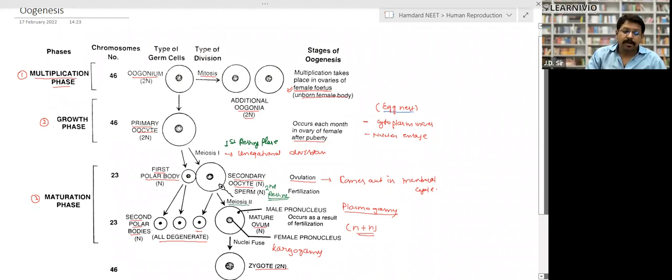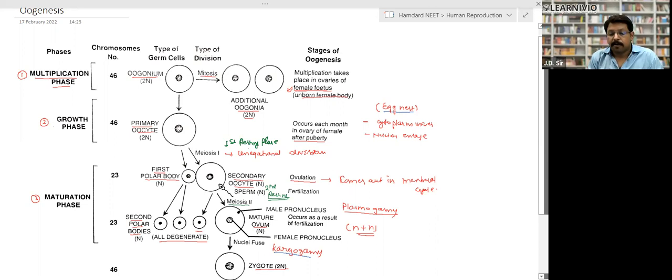The mature ovum is one cell, having two nuclei, N plus N. Here the protoplasm fuses, but the nuclei do not fuse. When the sperm enters the secondary oocyte, the protoplasm of the sperm and the protoplasm of the oocyte fuse, and we call this process plasmogamy. So plasmogamy takes place, but the nuclei do not fuse, meaning karyogamy does not take place. After some time in the mature ovum, the nuclei fuse, we call it karyogamy, and the formation of the zygote takes place.